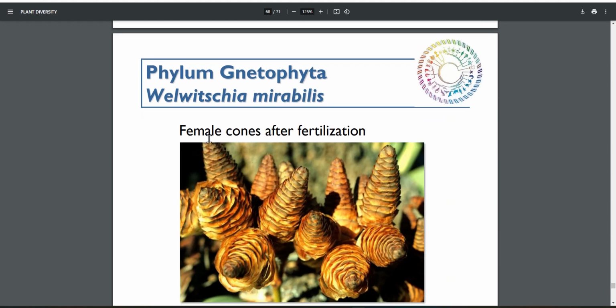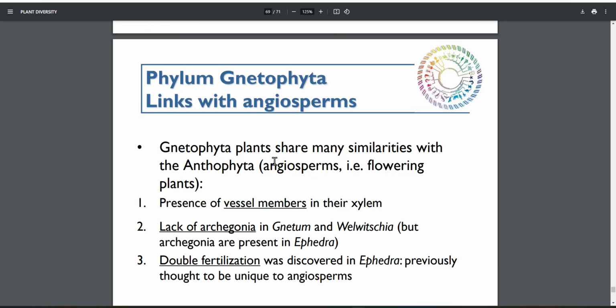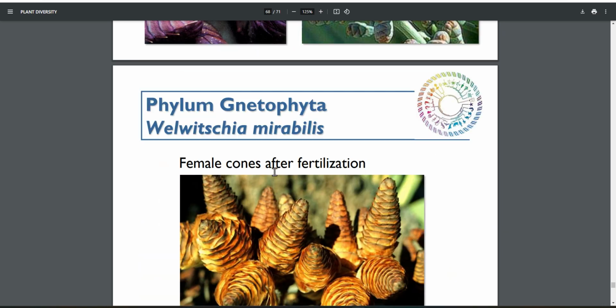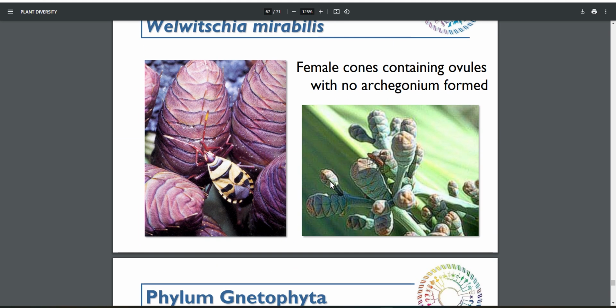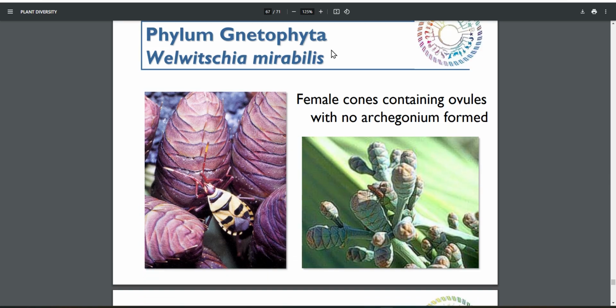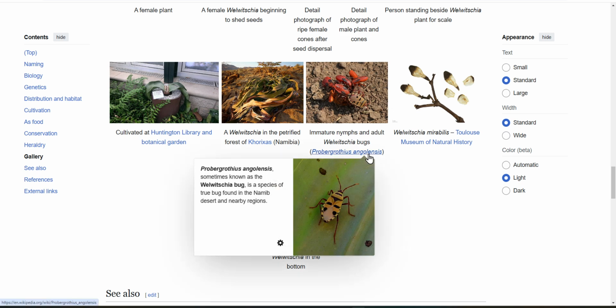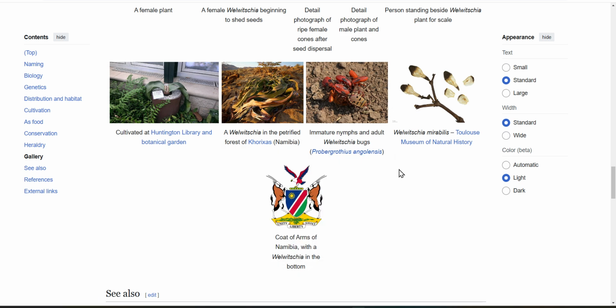Anyways, so female cones after fertilization will kind of open up. Okay, so hold on. FYI, these are unisexual plants. I was just looking it up. And also, I think this bug is actually associated with this plant, because as I'm digging through Wikipedia, there are immature nymphs and adults of this bug. I'm not going to click it because I don't really like that.